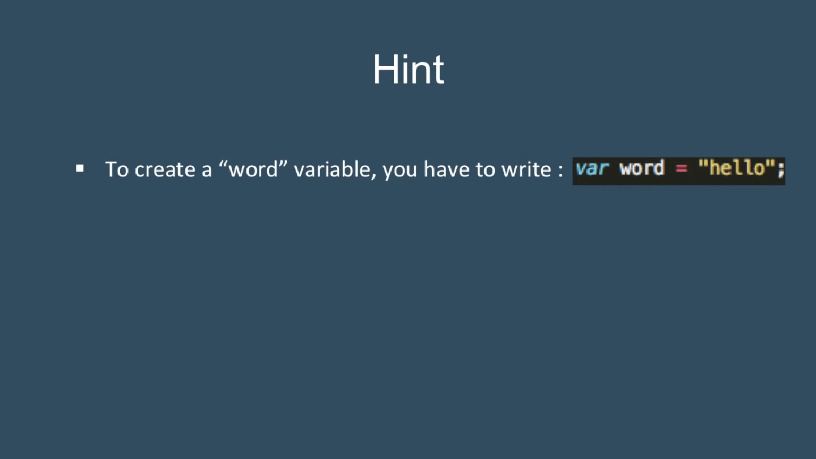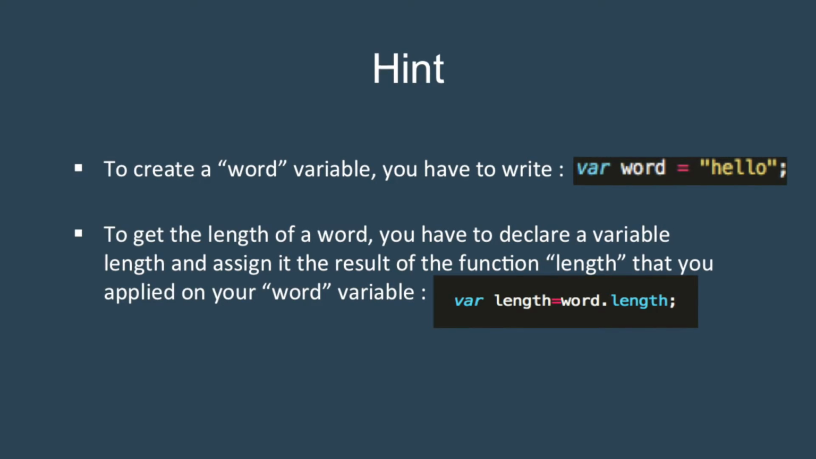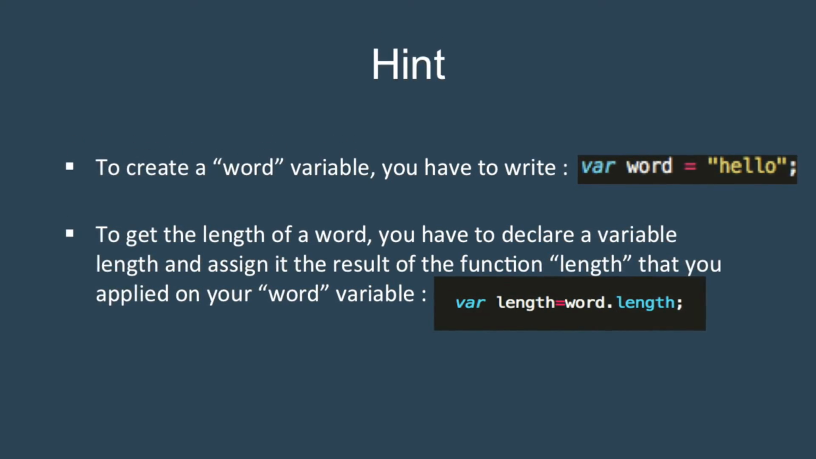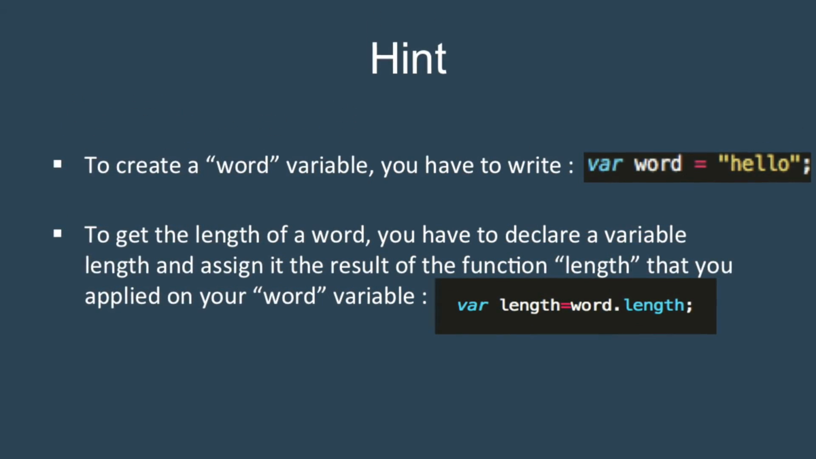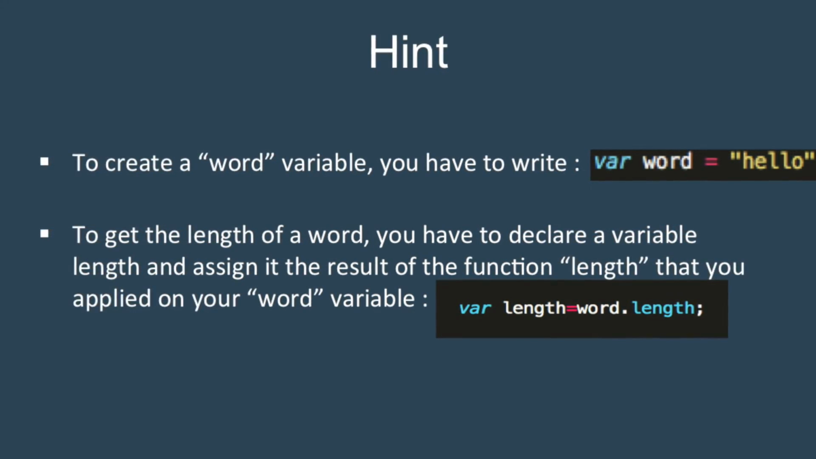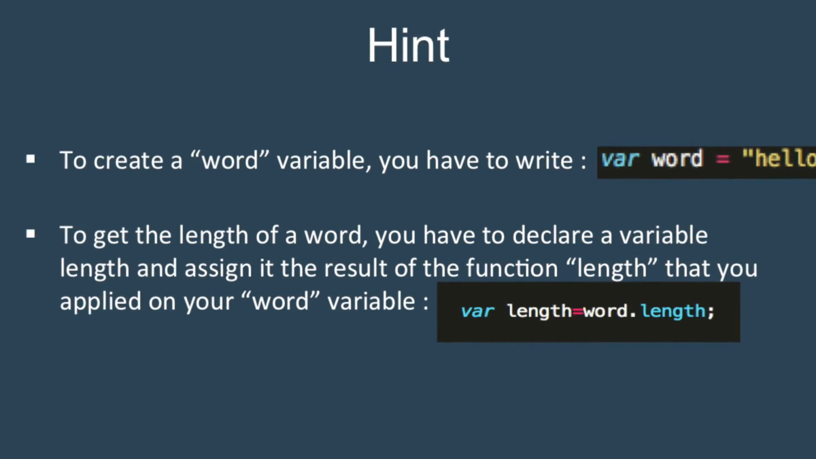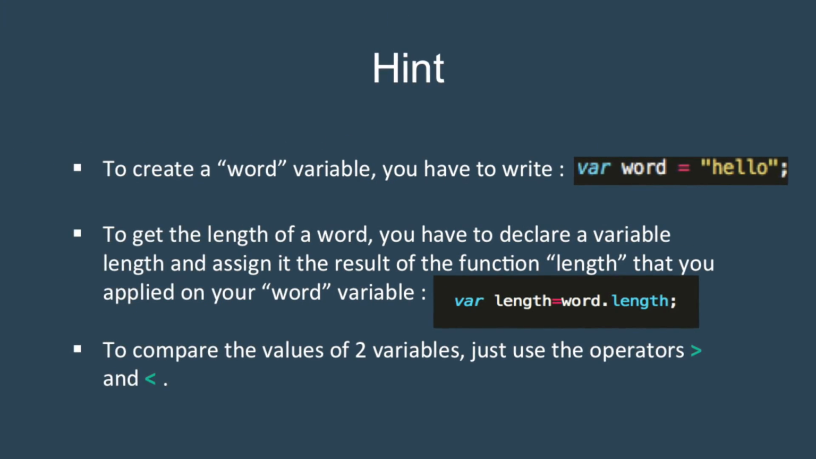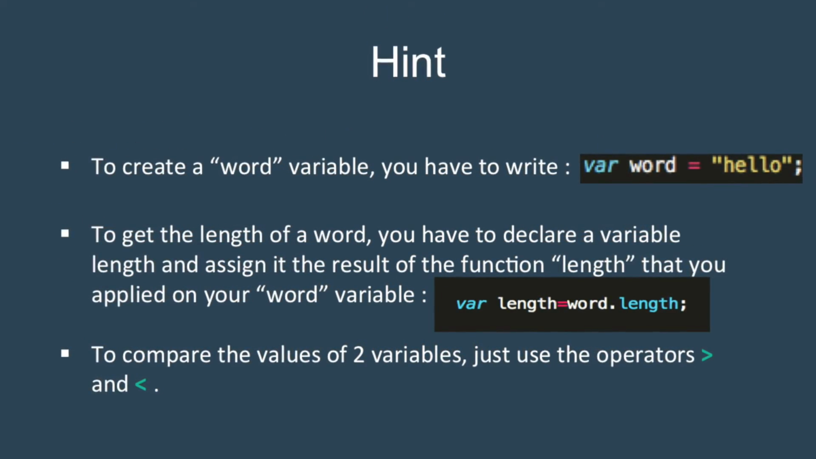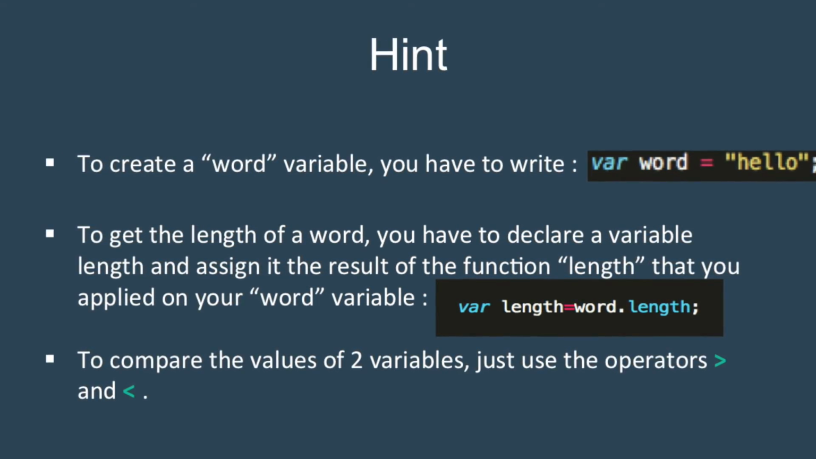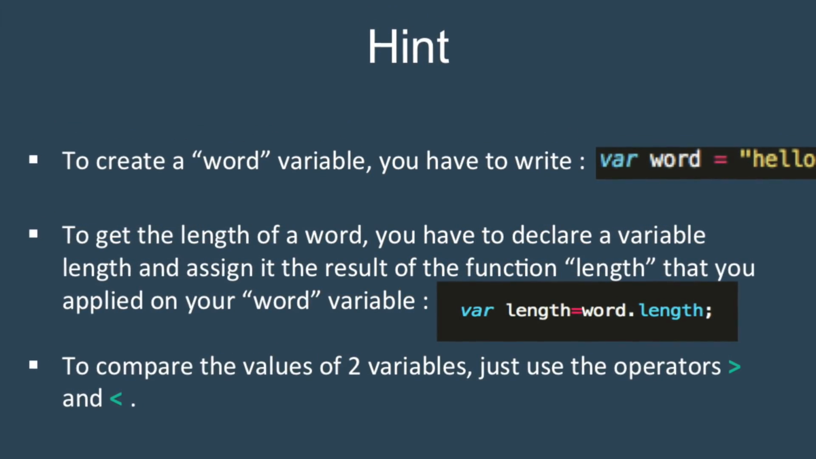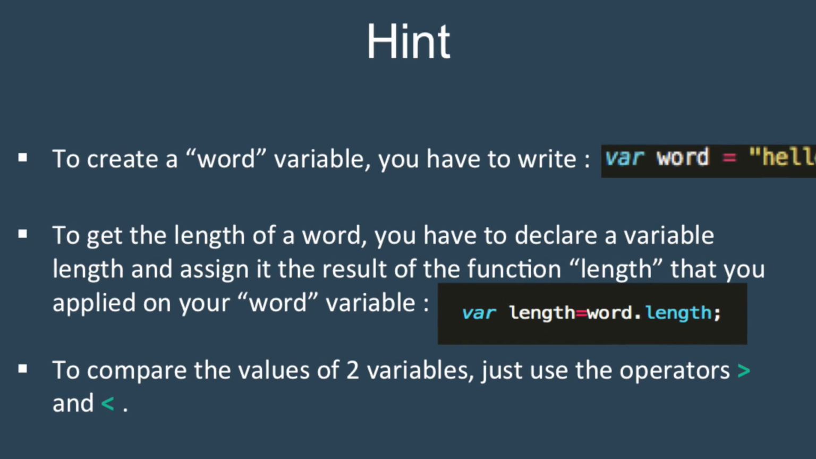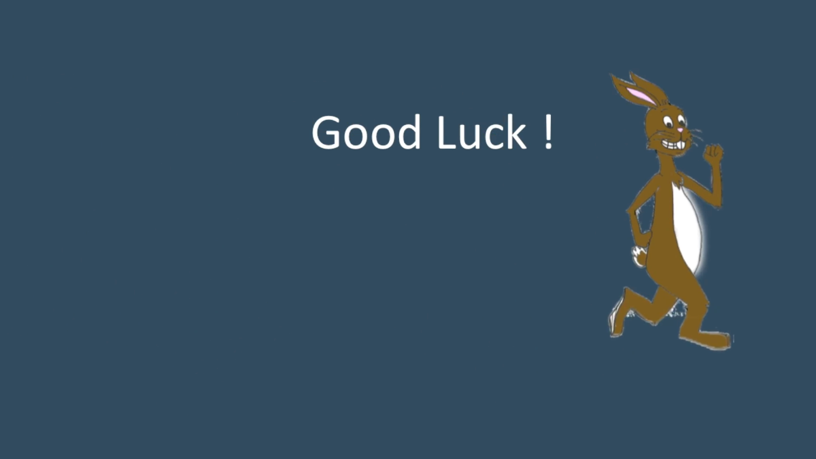To create a variable word, you have to write var word equals hello. To get the length of a word, you have to declare a variable length and assign it to the result of the function length that you applied on your word variable. You can write it like this. To compare the values of two variables, just use the operators less than or greater than. Good luck. And if you're stuck, the hint can give you some help.